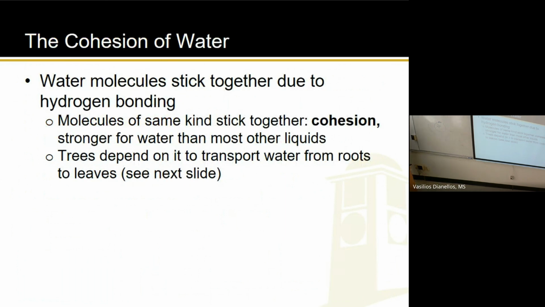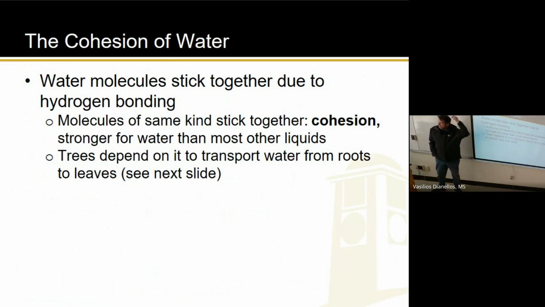Water molecules stick together because of hydrogen bonding, right? You already knew that. We talked about hydrogen bonding, and water was the example I gave. Which also brings up another good homework topic: what are some other molecules that bond with hydrogen bonds that aren't water? But anyway, yes, so water molecules stick together.